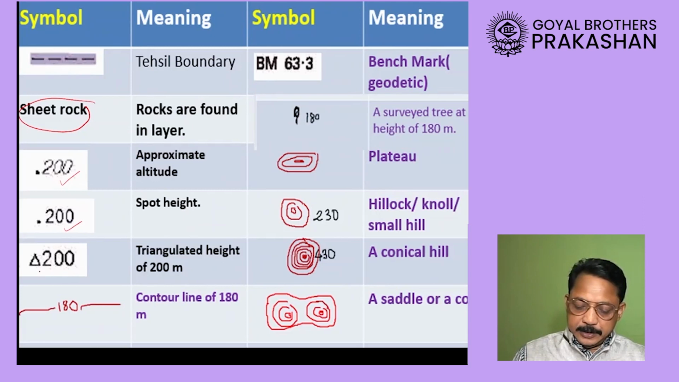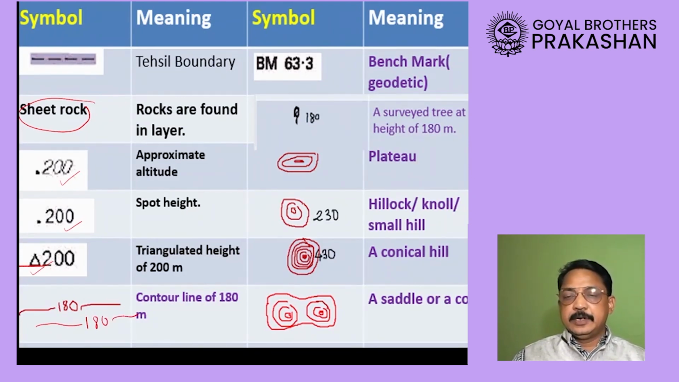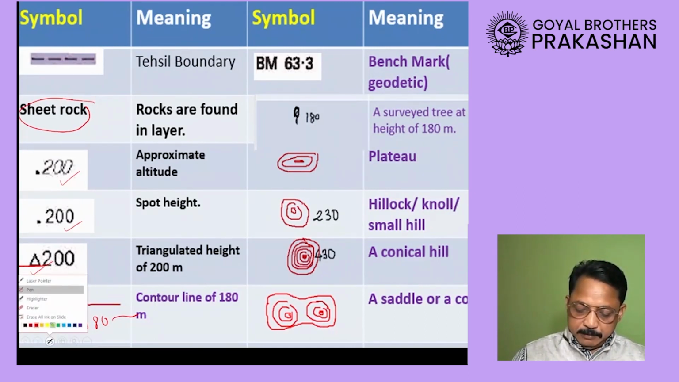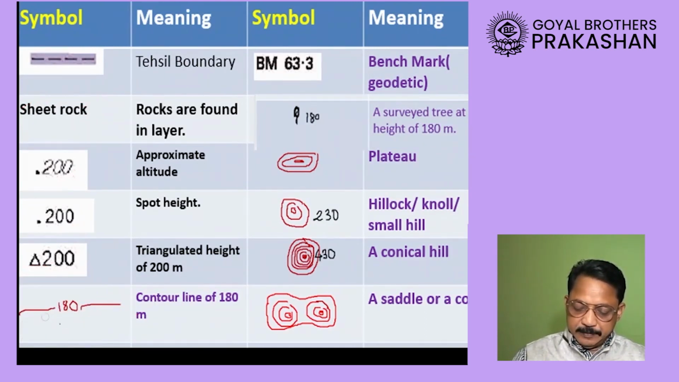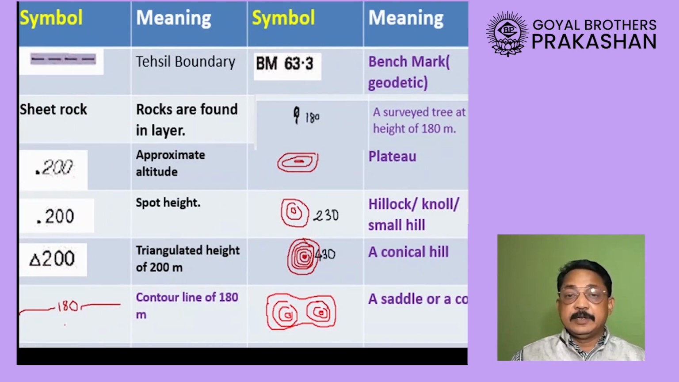The next one, you can see here a triangle and a number written over here. This is called triangulated height, and it is calculated using trigonometric ratios. Then you find a brown color line and a number written here is 180. This is called contour line, dear student, the lines that connect the places of equal altitude on topography map. Because the number here is written 180, we will say the contour height of this place is 180 meter.